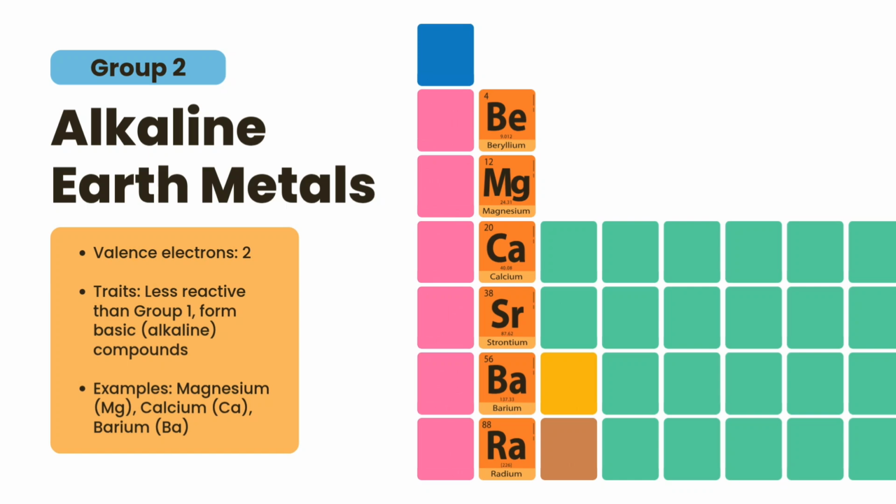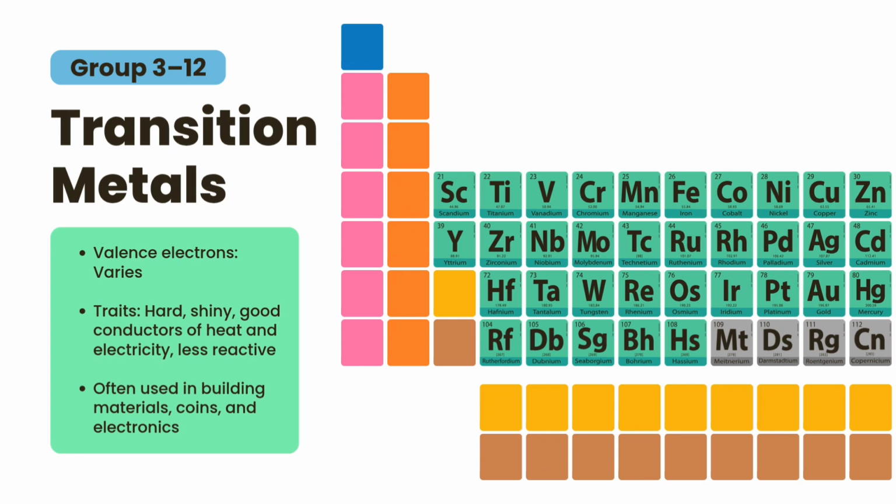Group 2 elements are known as alkaline earth metals. They have 2 valence electrons. These metals are reactive but less reactive than Group 1 elements. Examples include magnesium and calcium, which are important for living organisms.